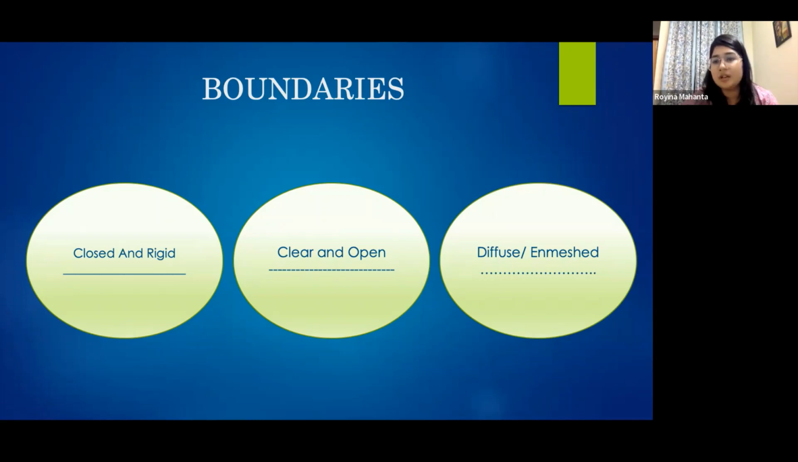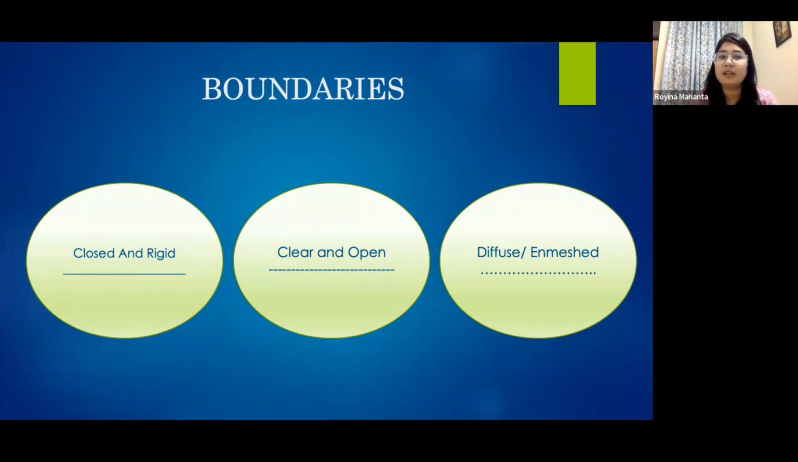Diffuse and enmeshed internal boundaries would mean that there is a lot of dependence between the family members, and they spend too much time with each other and have very little connections or interactions with people outside the family.